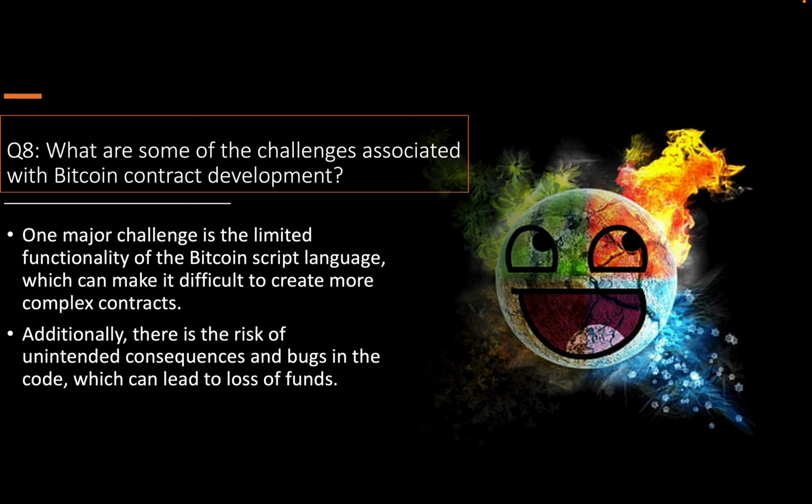Question number 8. What are some of the challenges associated with Bitcoin contract development? One major challenge is the limited functionality of the Bitcoin script language, which can make it difficult to create more complex contracts. Additionally, there is the risk of unintended consequences and bugs in the code, which can lead to loss of funds.